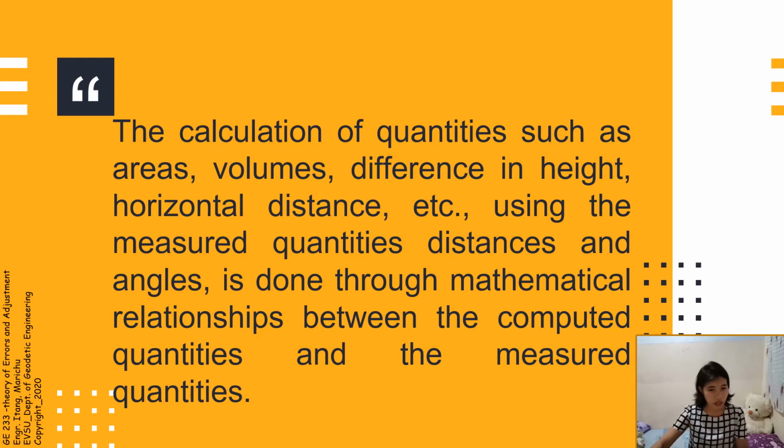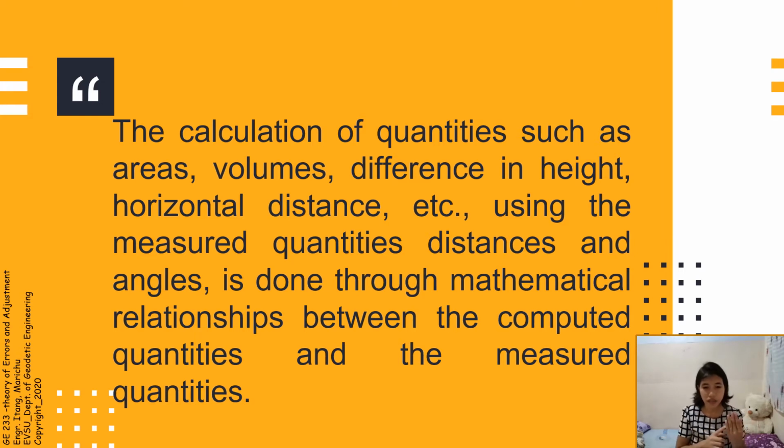So, this is done through a mathematical relationship between the computed quantities and the measured quantities. For example, meron tayong rectangular lot. So, yung ating nasa survey is a regular rectangular lot. Which means yung ating nakukuhang raw data on the field is the distance, the distance of the length and the distance of the width.